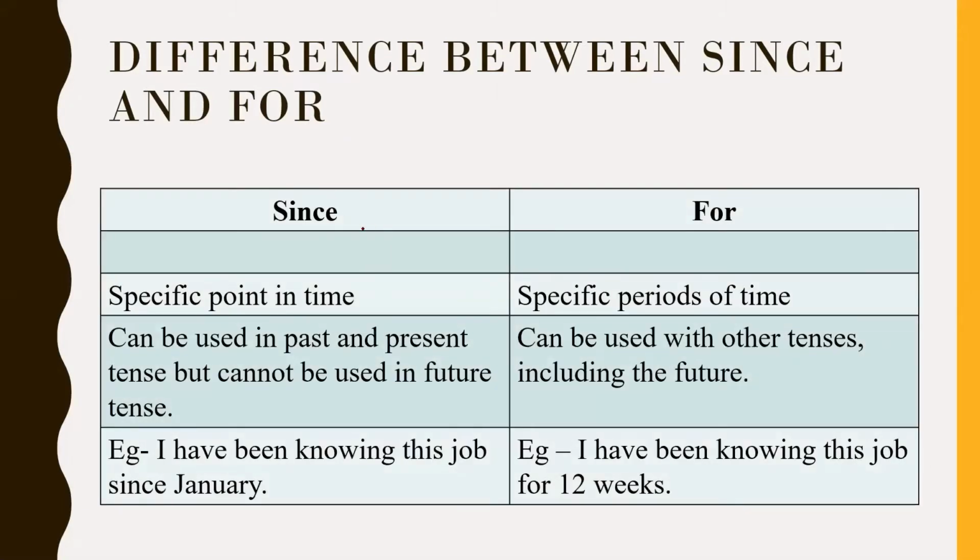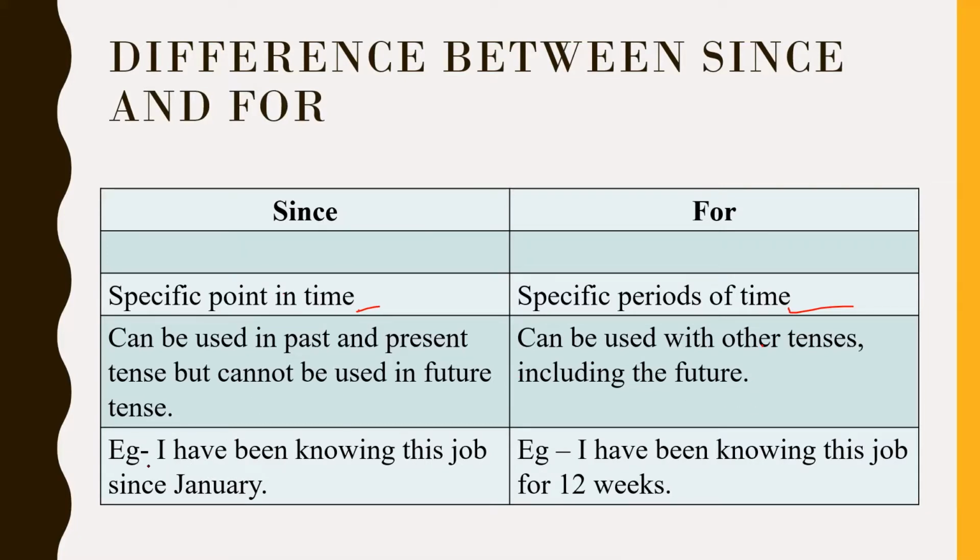Difference between since and for. Since refers to a specific point in time and for refers to specific periods of time. Since can be used in past and present tense but cannot be used in future tense. For can be used with other tenses including the future.